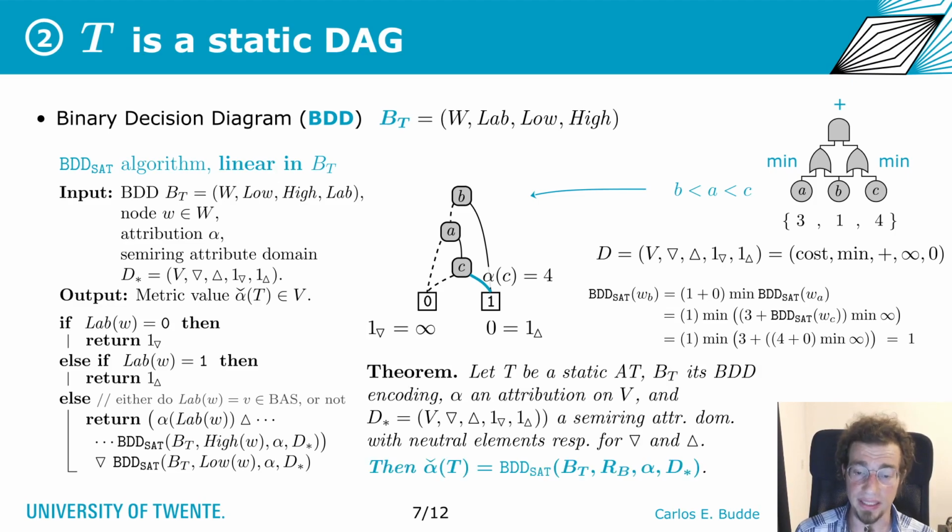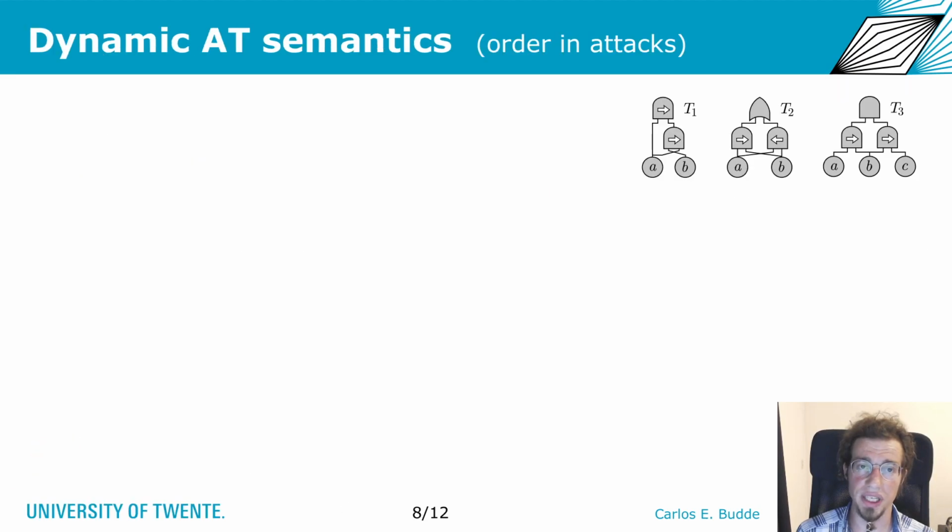And we can prove that this always works, so this traversal of the BDD always gives you the value of the metric defined in the semantics of my static attack tree. Now that covers the case of static attack trees. Let's go to dynamic ones.